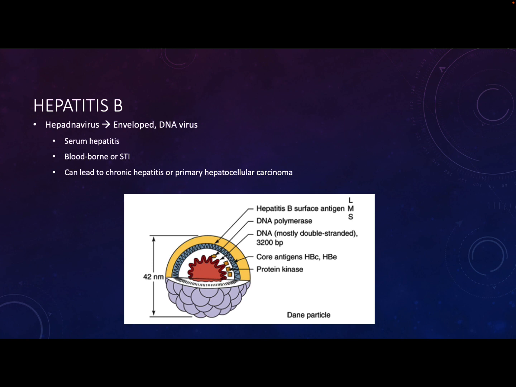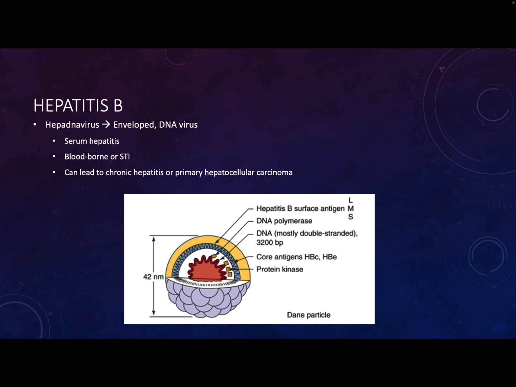So we talked about hepatitis A on Wednesday because we got Friday off last week. How fun. So today hepatitis B is where we're going to start. We go in alphabetical order. So hepatitis B is a different viral family than hepatitis A.